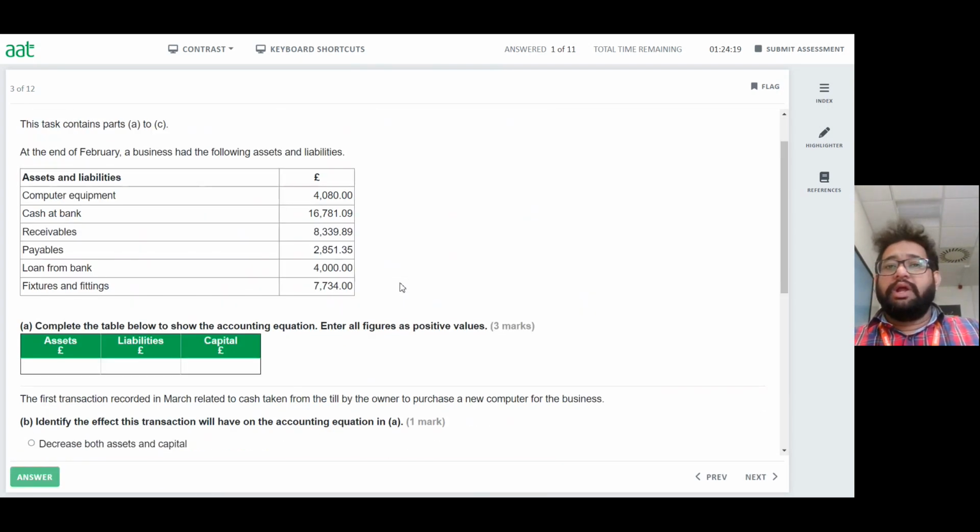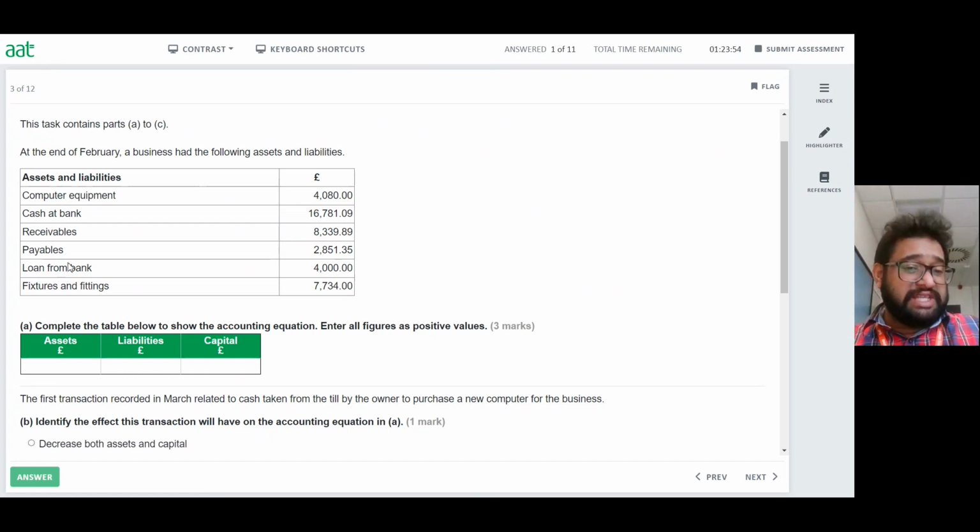Now let's look at the next one. Task number 2 here. They give you a list of assets and liabilities. Complete the table below to show the accounting equation. Enter all the figures as positive values. So here we are looking at it. We have received a list of assets and liabilities only.